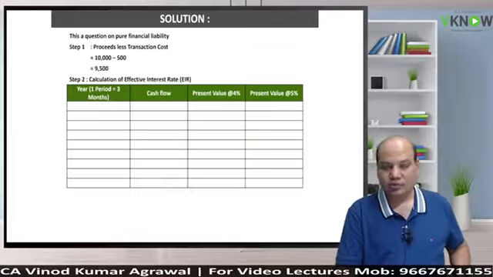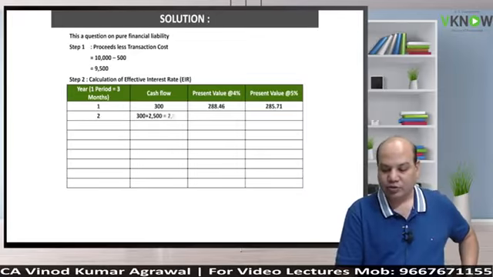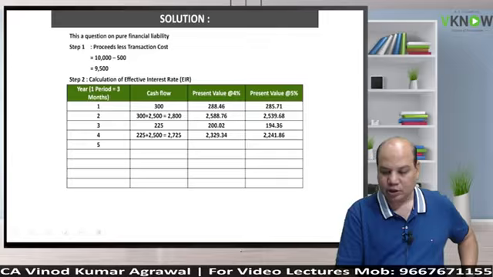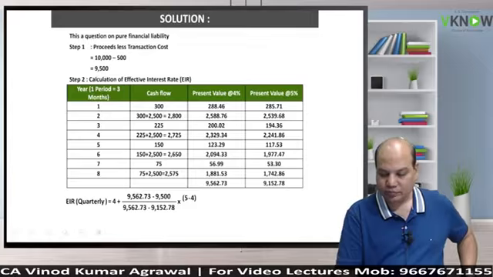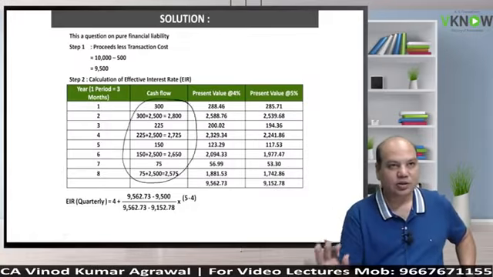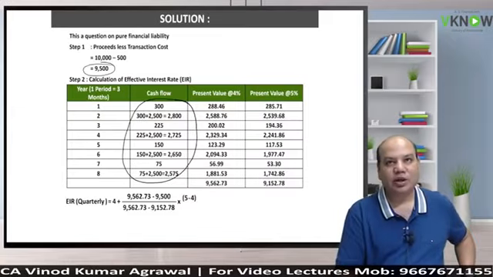So I got this 9500. Then I have to compute the EIR. So what I'll do, I'll first make a chart of cash flows. First you complete this chart by calculating these numbers. This we have discussed. And what is my initial outflow or initial amount? 9500.